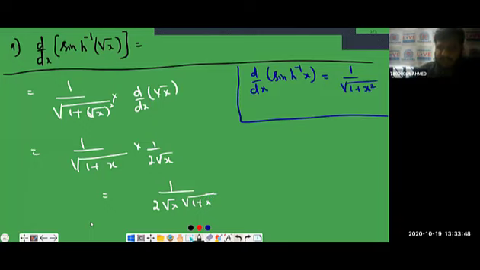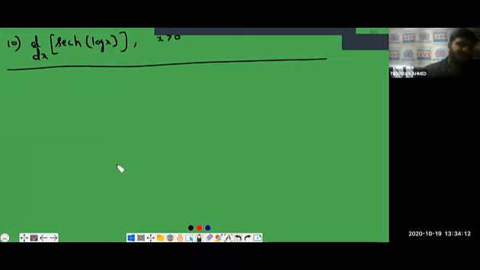d by dx of sinh inverse of x is 1 by root of 1 plus x square. In place of x I have root x, and root x whole square is x. According to the chain rule, you are supposed to differentiate the function inside the function also. So d by dx of root x is 1 by 2 root x, so the answer is 1 by 2 root x into root of 1 plus x. Hope this is clear. So we'll go for the next question.